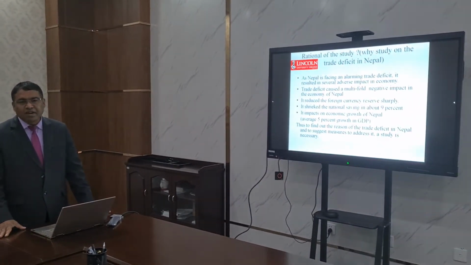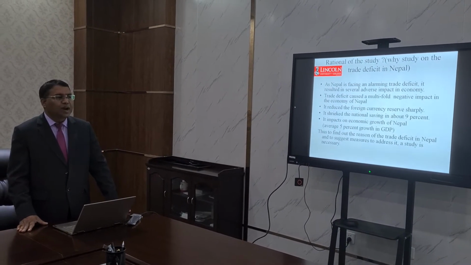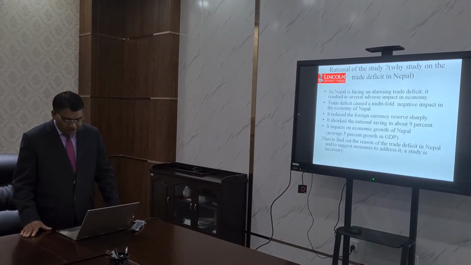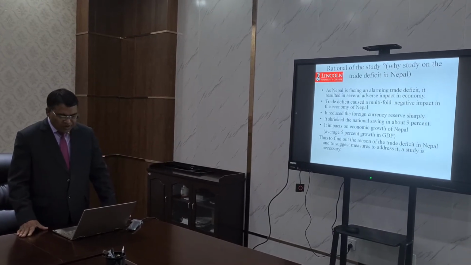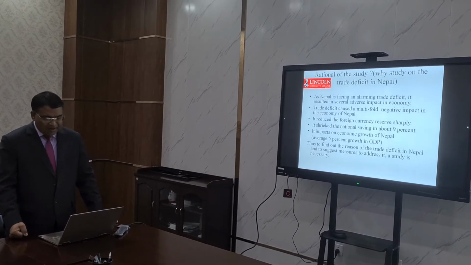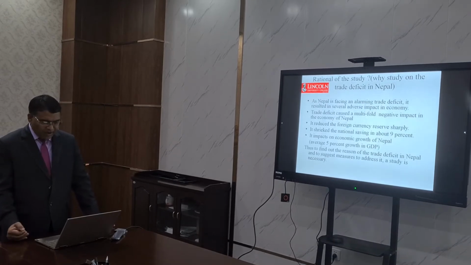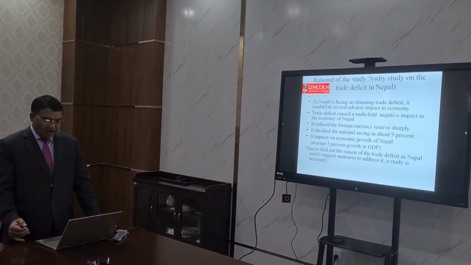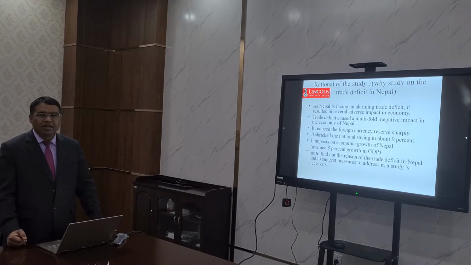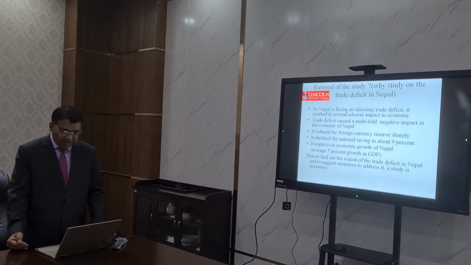The national saving of Nepal currently is about 9%, and the remaining 91% goes to the consumer to be consumed by the people of Nepal. That means a large amount of the national money goes into consumption, and these consumable goods are to be brought from outside, from other countries, which contributes to the trade deficit, and vice versa.